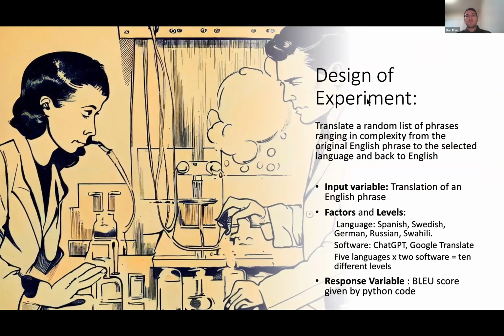For design of experiment, our input variables are the English phrases. We're going to have 5 different languages, and we input those into 2 different software, giving us 10 different levels to do analysis on. These phrases ranged in complexity, from a simple sentence up to something more complicated. That would produce a response variable, which is our BLEU score given by Python code.